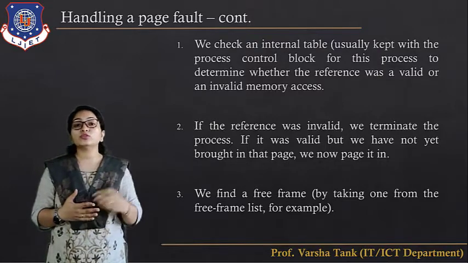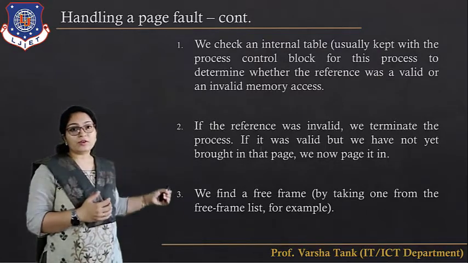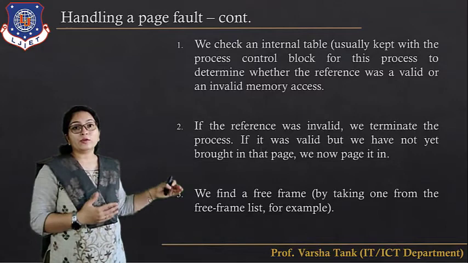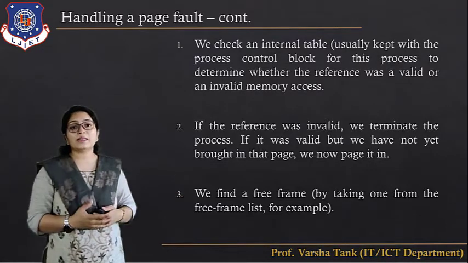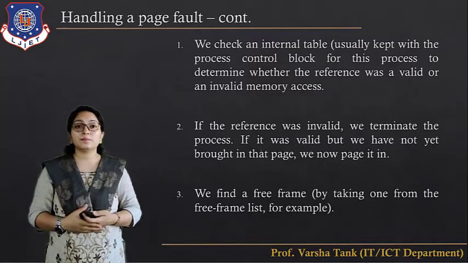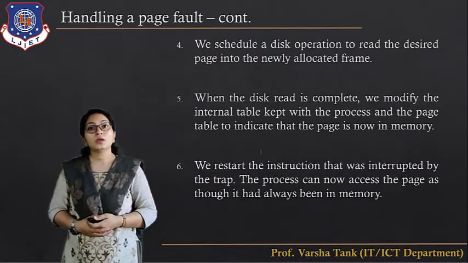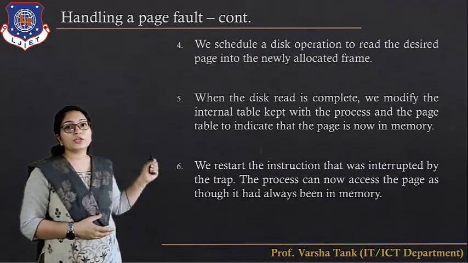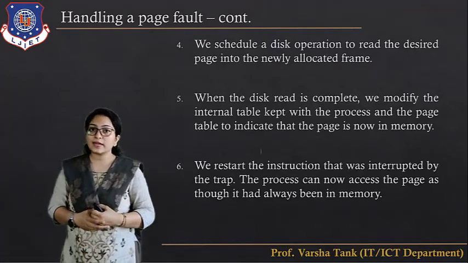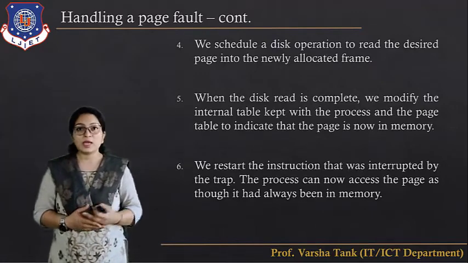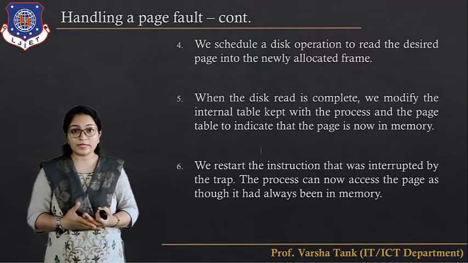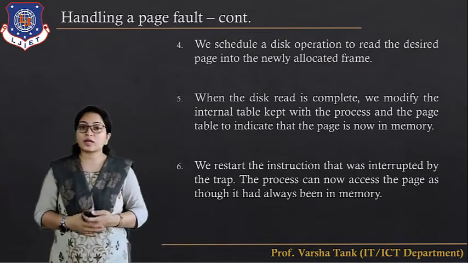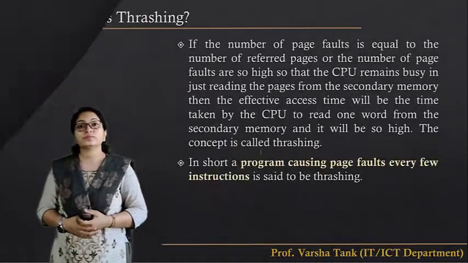That means we are trying to do the page in. We find a free frame, by taking one from the free frame list, for example, that we have seen in the last slide, or we can replace a page. And the 4th step is that we schedule a disk operation to read the desired page into the newly allocated frame. In the 5th step, as we have seen, the page table should be reset. And 6th, we have to restart the instruction.